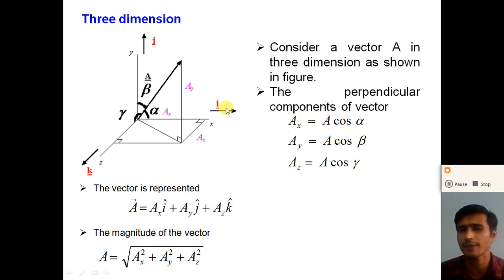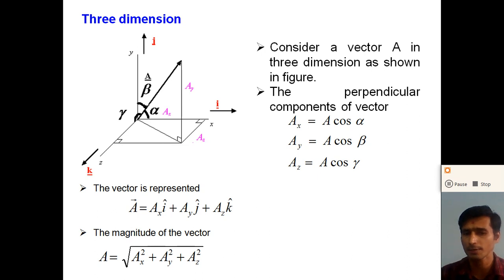So this way we can find the components of the vectors in 3 dimensions, and from that we can also find the angles. Cos alpha is equal to Ax divided by A, cos beta is equal to Ay divided by A, and cos gamma is equal to Az divided by A. So from that we can find the angle the vector makes with any axis, right?